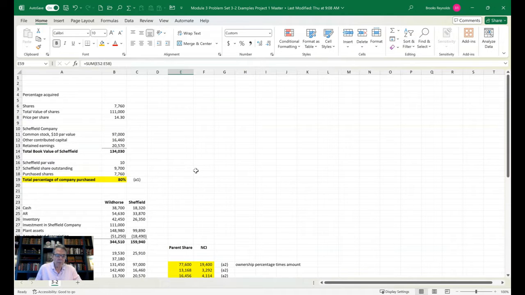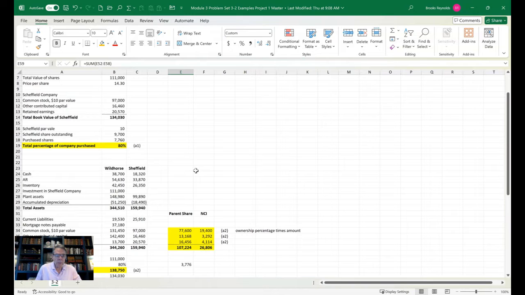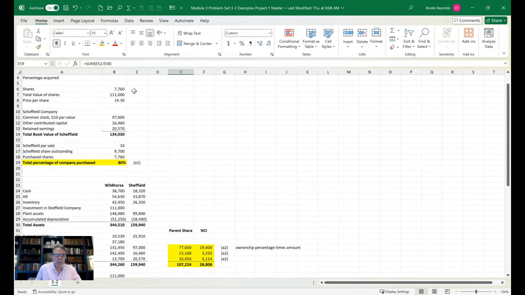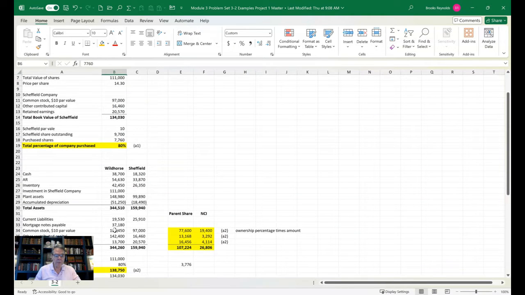In this example, I'm using Wild Horses acquiring Sheffield, and they're doing this by purchasing 7,760 shares of Sheffield. The first question is, well, what percentage is that? We know how many shares that Wild Horse is purchasing, so we need to know how many outstanding shares Sheffield has. To determine that, we're going to look at Sheffield's common stock account.